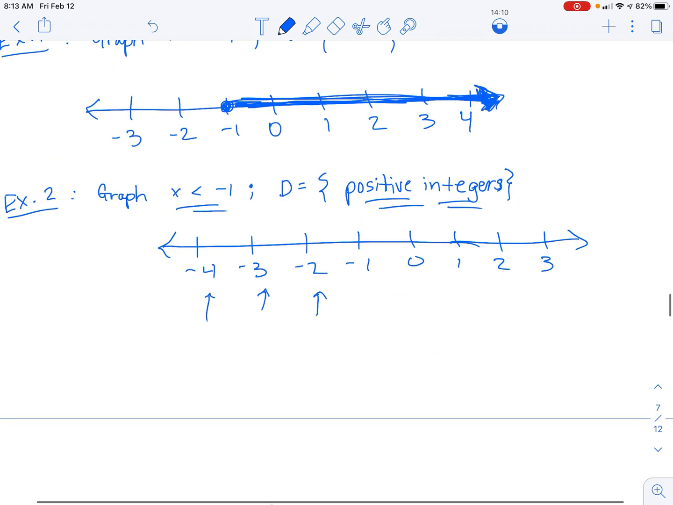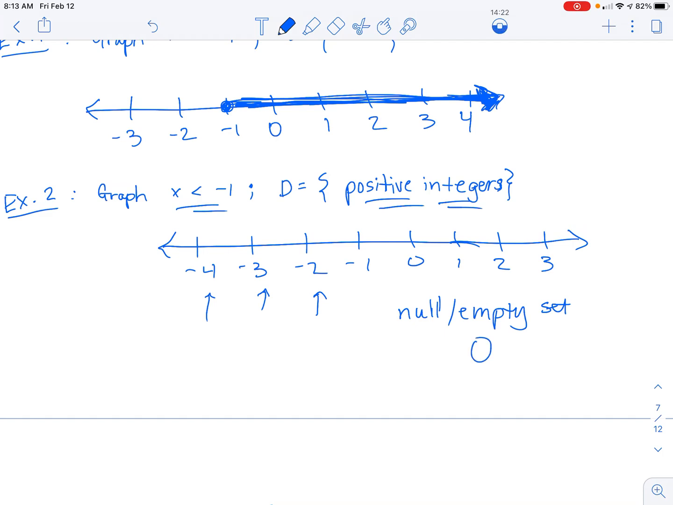So do you remember what they call this? There were 2 names for this: the null or empty set. So we can't even graph that based on the domain and its restrictions. And remember, they have a symbol that looks like this. So this would be the null or empty set. We cannot graph that. All right, let's try another one.